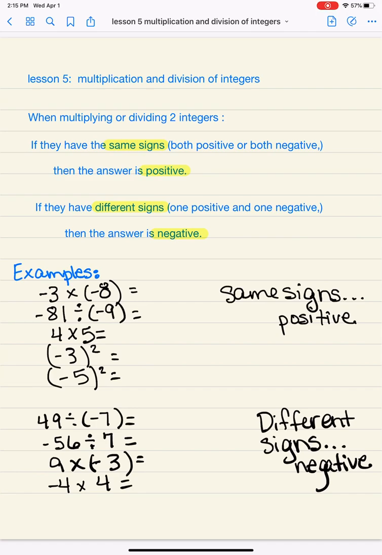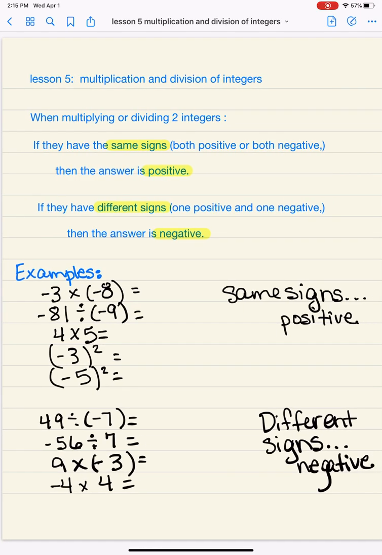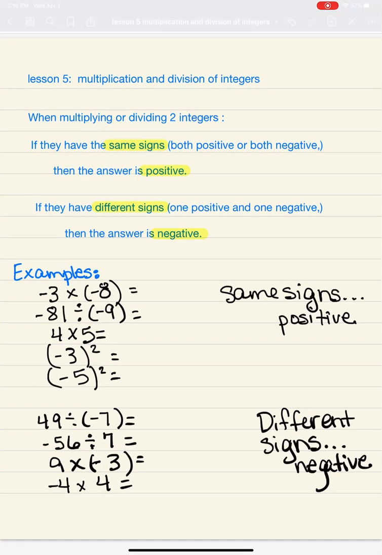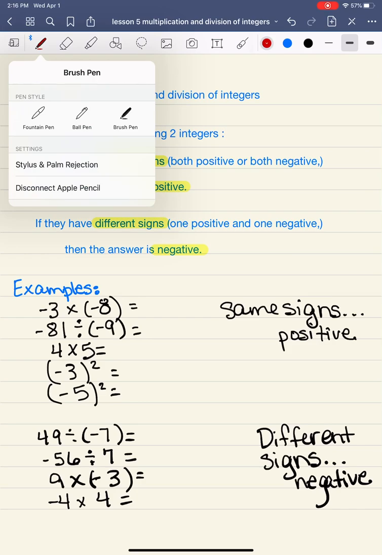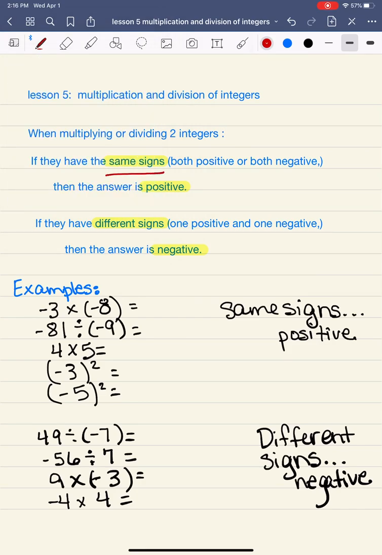When multiplying or dividing two integers, we're going to look to see what signs they have. If they have the same sign, meaning they both are positive or they both are negative, then their answer will be positive. But if they have different signs, meaning one positive and one negative, then the answer will be negative. So those rules are different from when we added and subtracted. Let's look at some examples and hopefully it'll start making sense to you.